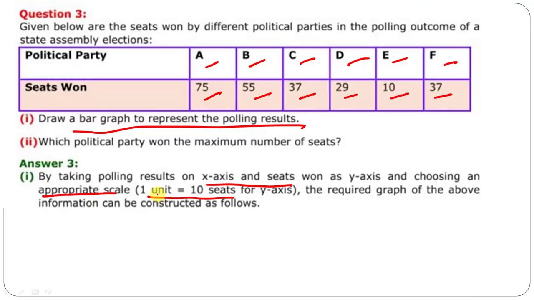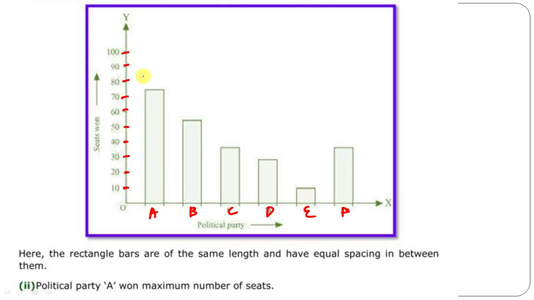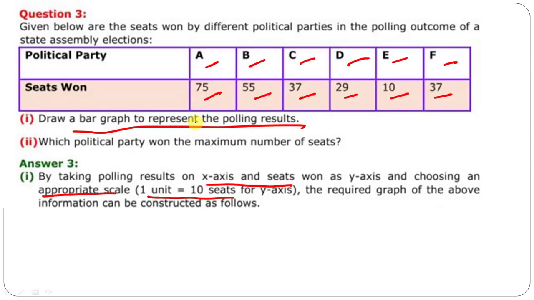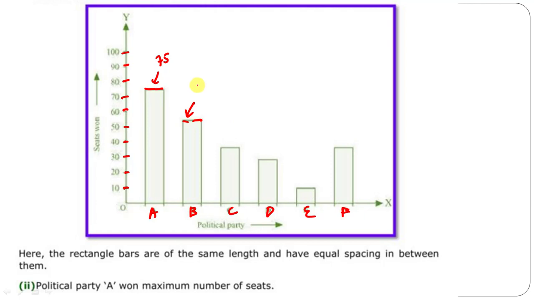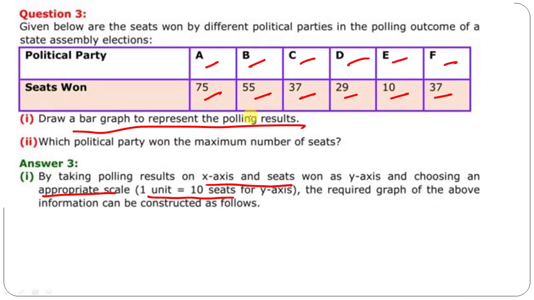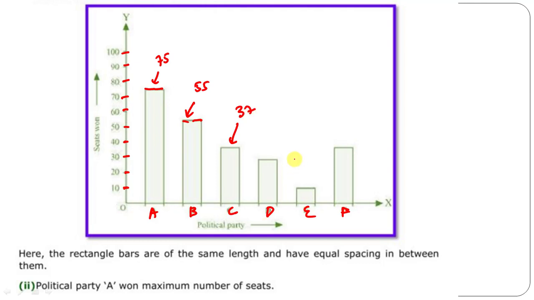Seats won by party A is 75. So this is represented by this 75. Next you can draw the seats won by the second party, which is 55. Next is the seats won by the third party, which is 37. Next is your 29, 10, 37. That is 29. This is your 10. This is your 37.